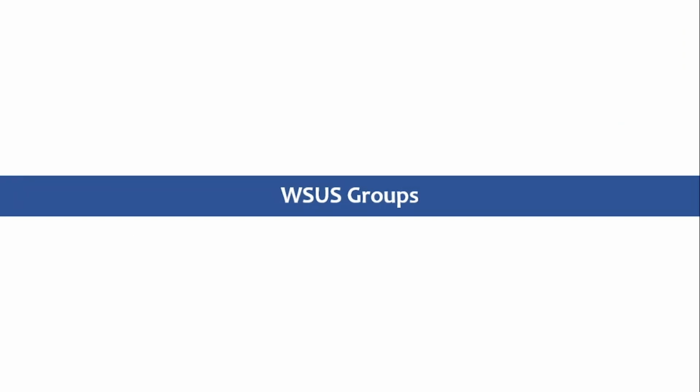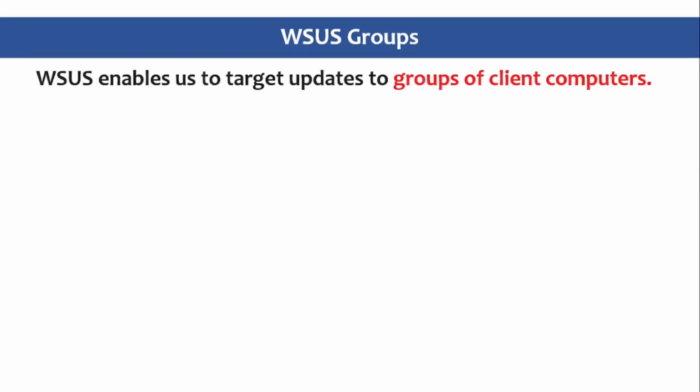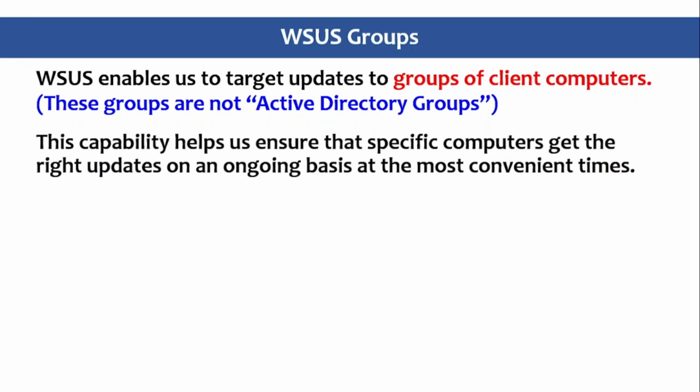So what are groups in WSUS? WSUS enables us to target updates to a group of client computers. Now remember, these are not Active Directory groups, these are separate WSUS groups. So this capability helps us to ensure that specific computers get the right updates on an ongoing basis at the most convenient times.